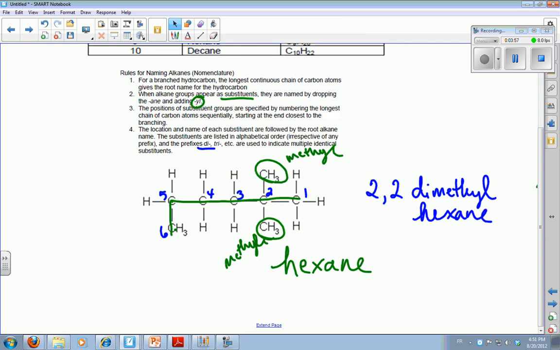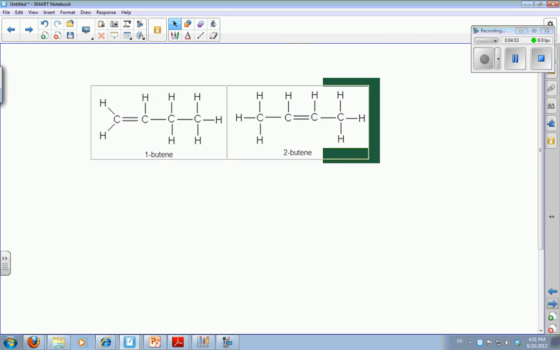We'll do another practice in just a second, but what happens if I have a double bond? If I have a double bond, it's going to be an ENE. In this case, I still have 4 carbons, and 4 is but, so I have butene. The number is the locator for the double bond. It's where the double bond starts. In the first case, the double bond starts on the first carbon. Here, the double bond starts on the second carbon. So that's why it's 2-butene.